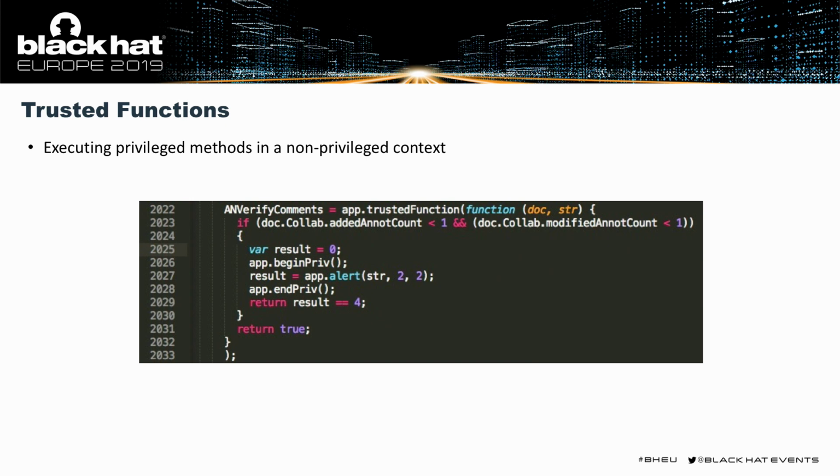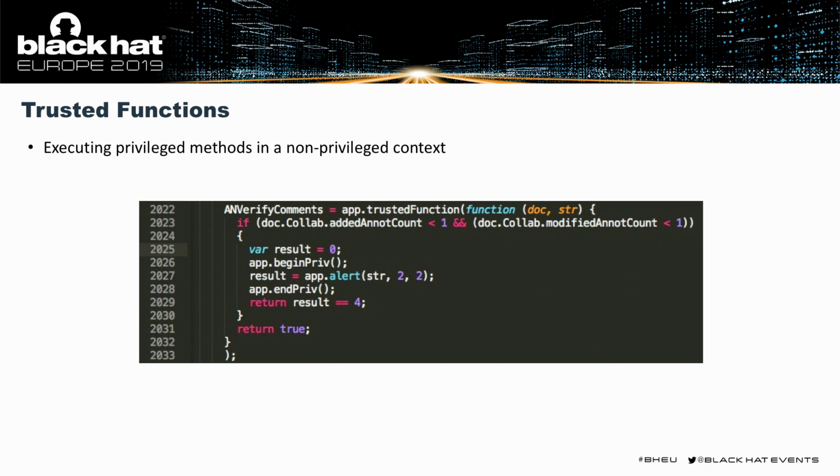And that's by something called trusted functions, which was introduced back in Acrobat version 7. The whole idea is, if you want to execute a privileged API, it has to be a trusted function wrapped in a begin priv, end priv block. And to define that, you have to define it through app.trusted function.